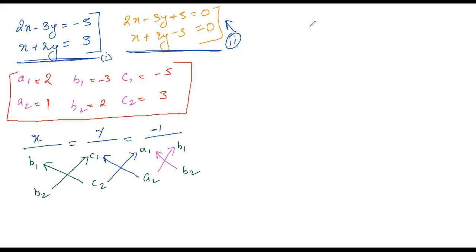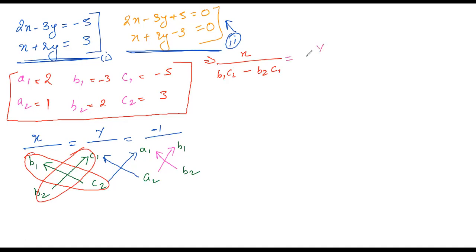Now, when you have got this, you have to make the equation. So what would be the equations? So x by, it is going to be B1 C2 minus B2 C1. You just see the pairs: B1 C2, here B2 C1 is written. The next one is going to be over here, y by C1 A2 minus C2 A1. Again, just see the pairs, these two and these two. And then it will be further equal to minus 1.